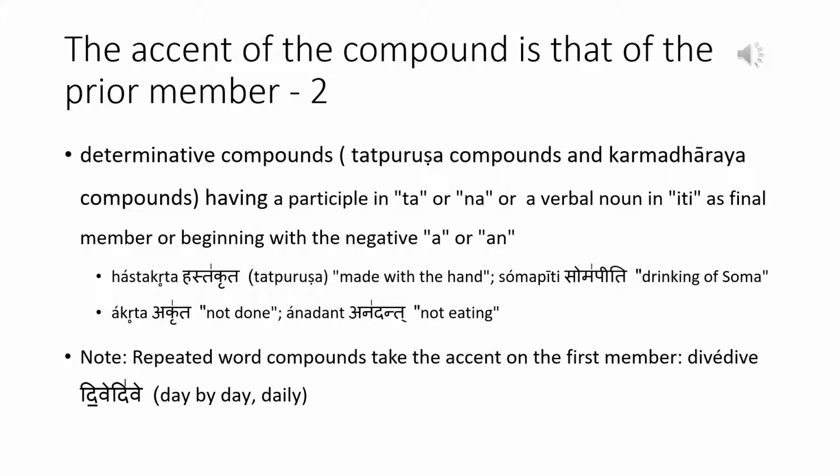The prior member is also accented by determinative compounds having a participle in ta or na, or a verbal noun in iti as final member, or beginning with the negative a or an.